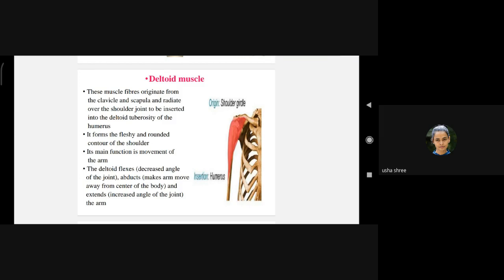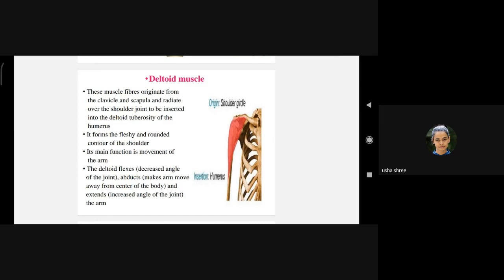It means when you were a child and you were given vaccines, those vaccines were given in the upper arm. In which muscle were those vaccines given? In the deltoid muscle only. So those vaccines were given on this deltoid muscle, which originates from the clavicle and scapula and inserts to the deltoid tuberosity of the humerus.